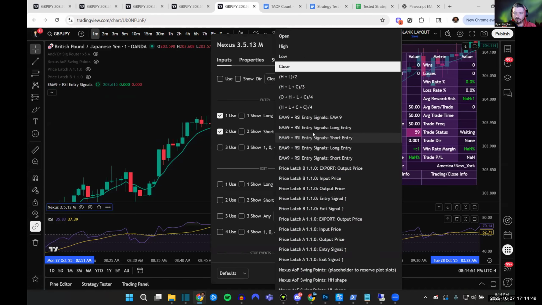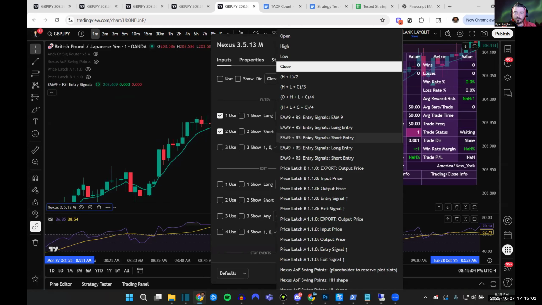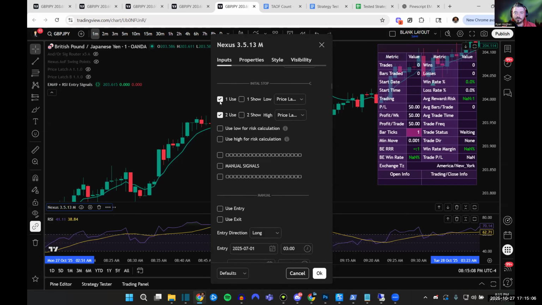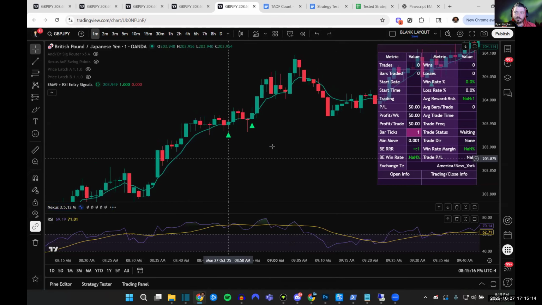It's just one of those weird quirks that ChatGPT has. And this is the downfall of using ChatGPT, that it does make mistakes, so just keep that in mind. So we want a long entry here because that's our long, and we want a short entry here because that's our short. And I already have it set up to use the last swing high and low as my exit point. I think I do. I might have it set up with the ATR.